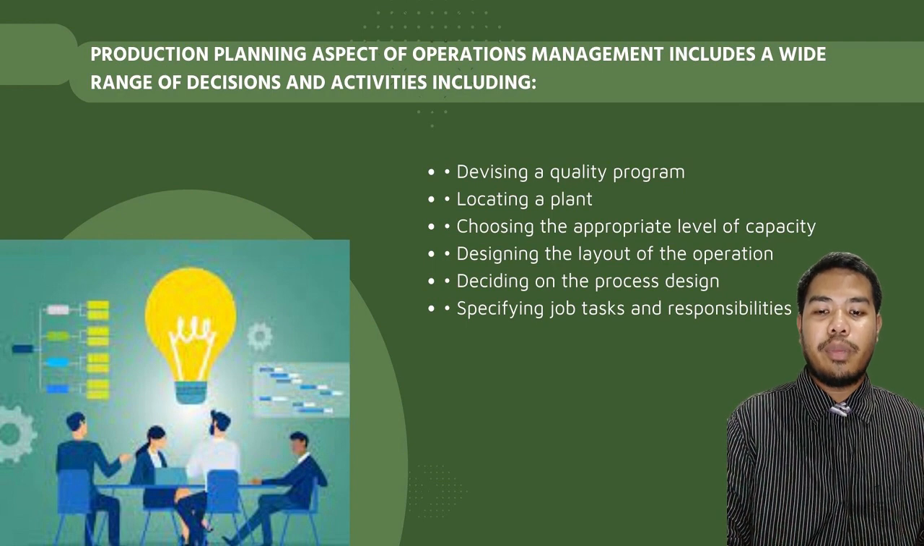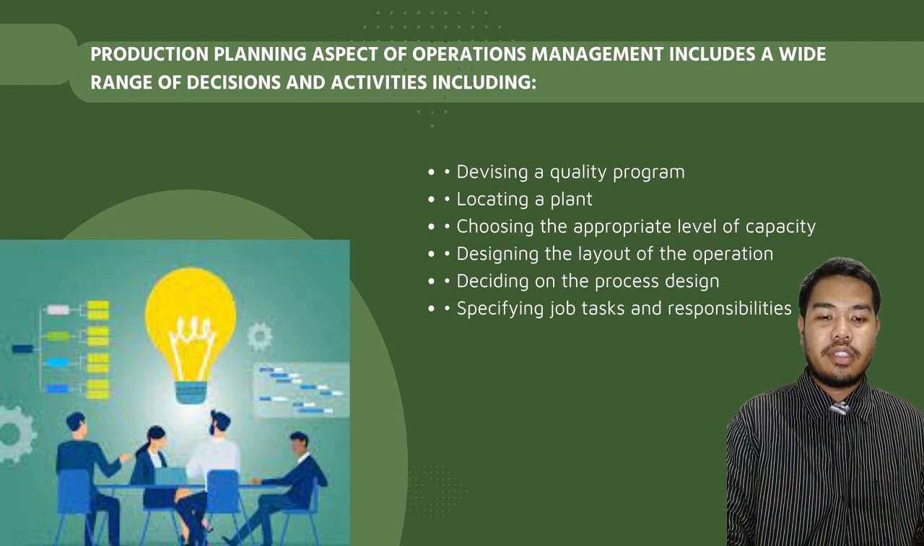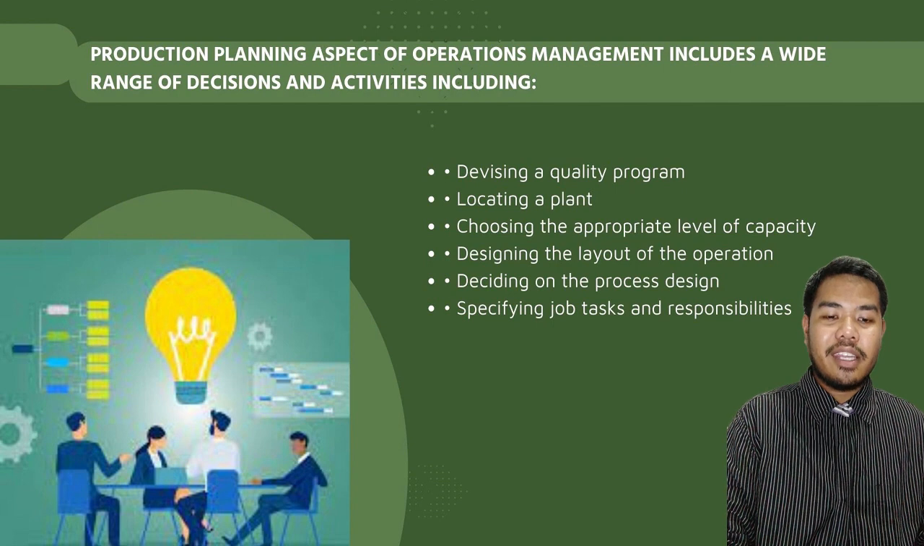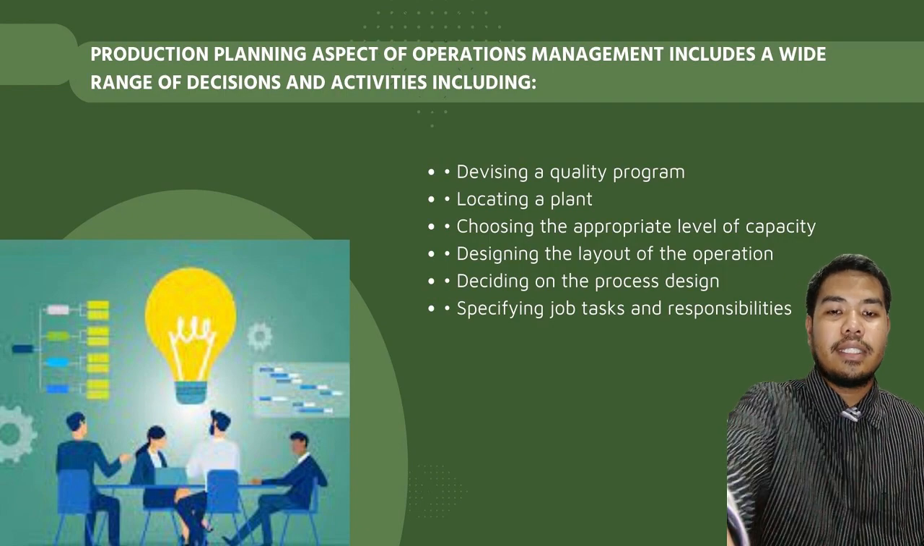And now, let's have the production planning aspect. Operations management includes a wide range of decisions and activities. First, we have devising a quality program, locating a plant, choosing the appropriate level of capacity, designing the layout of the operation, deciding on the process design, and specifying job tasks and responsibilities.